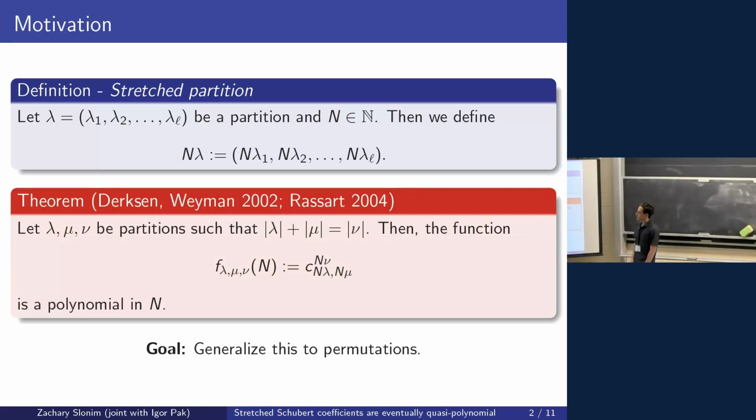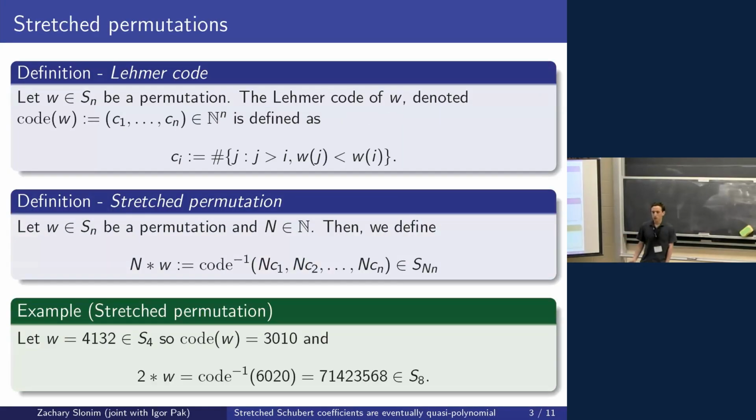And then there's a theorem shown by Dirksen, Wyman, and Stanley independently that if you look at the Littlewood-Richardson coefficients of these scaled partitions, and you think of this as a function of n, this is in fact a polynomial in n. So it was shown a while ago, and it was our goal to generalize this to permutations. And by generalize, I mean when we look at Grassmannian permutations, which have a corresponding partition, that we recover this. So first we need to define what a stretched permutation is, right?